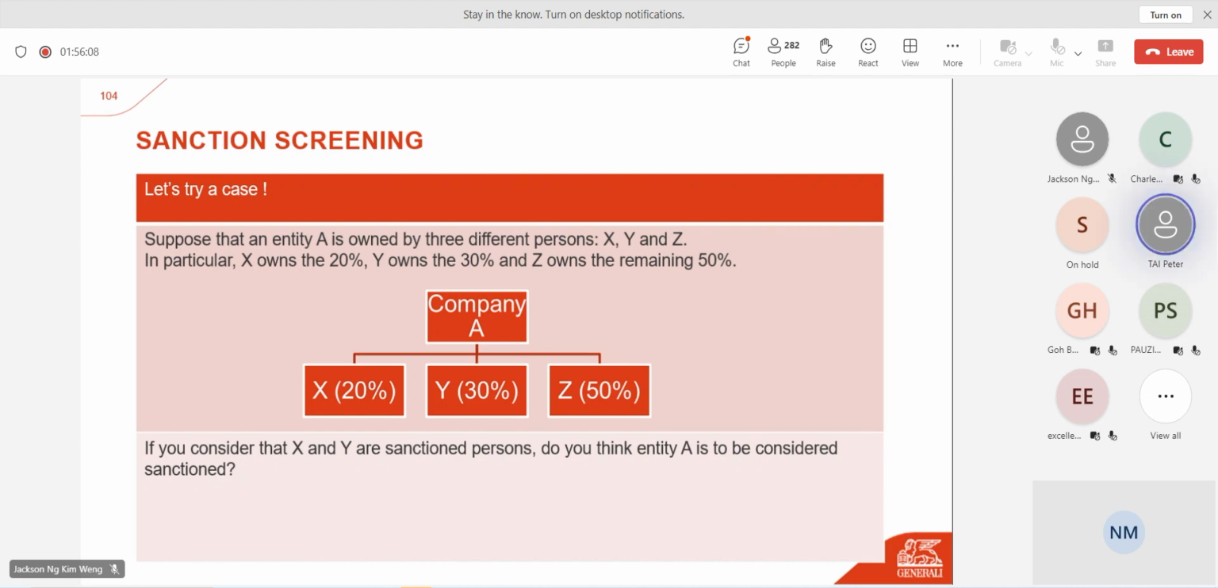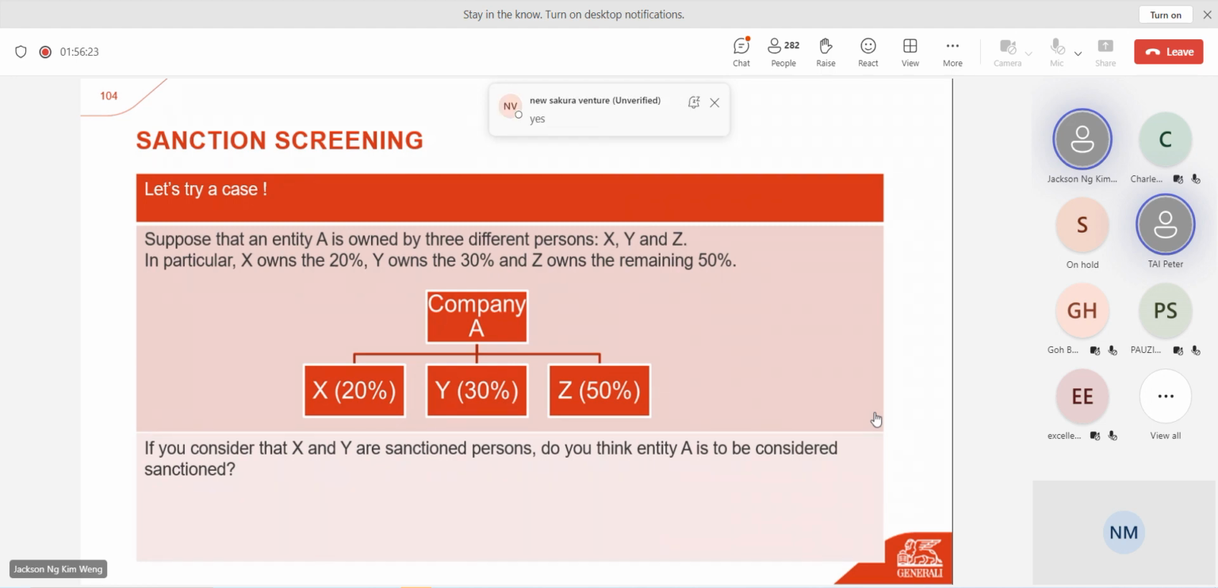Come on, test your general knowledge. This is brain exercise time. What do you think? X is from Israel, Y is from Sudan, and Z is from Singapore.